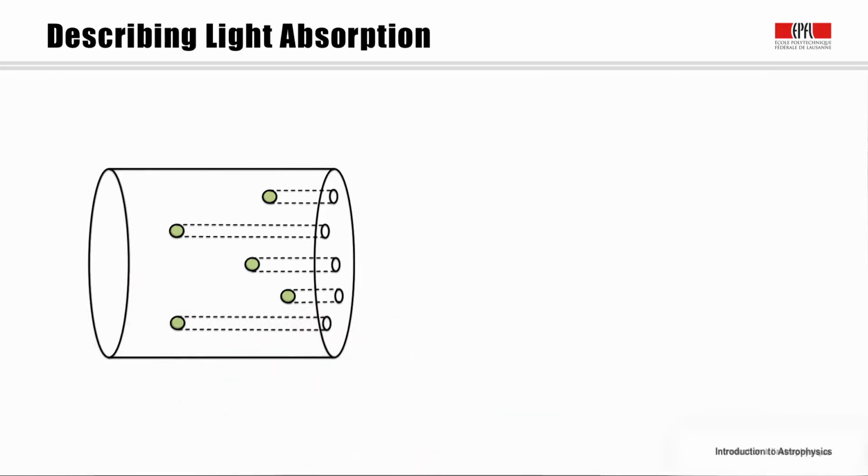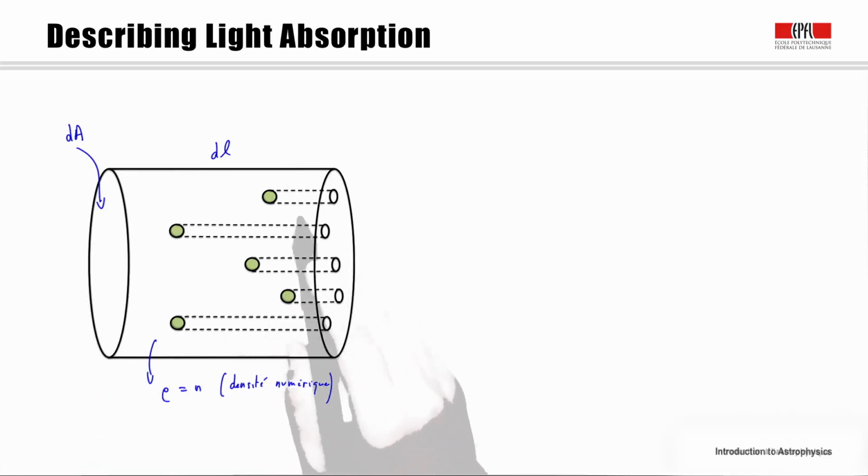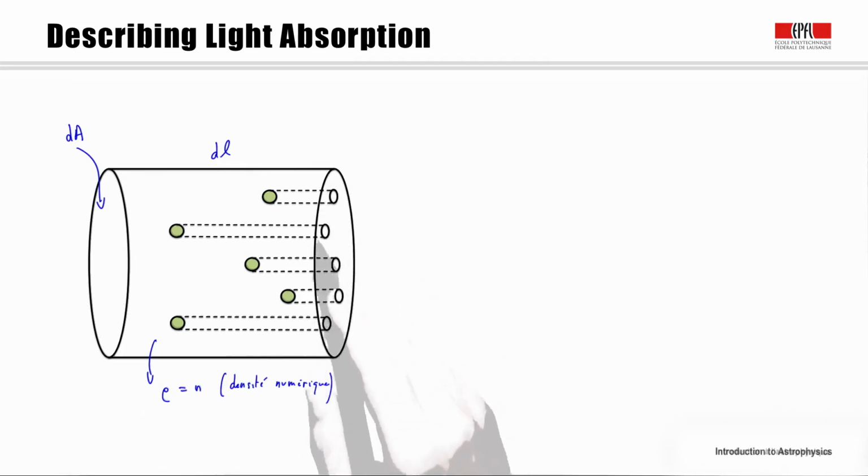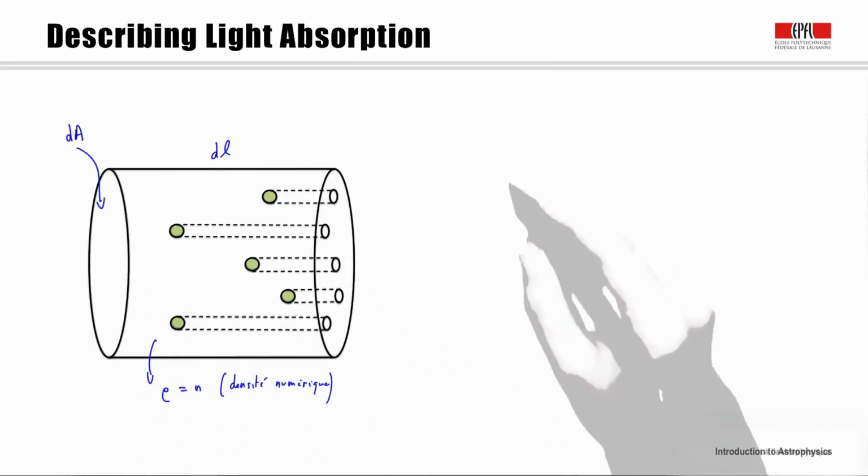Let's take a volume element that is characterized by the length, input and output surfaces, and the density n taken in the following way. This is the numerical density, not the mass density. So it gives the number of dust grains per unit volume. One can see clearly that each dust grain obscures the light that enters the volume element. Each dust grain has a cross-section that obscures a surface, dA.